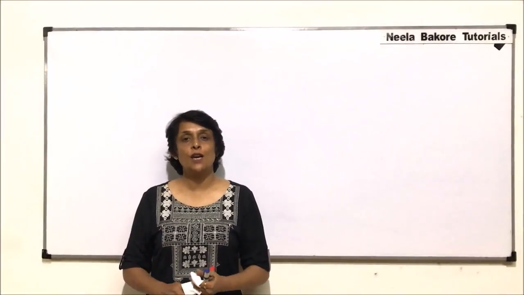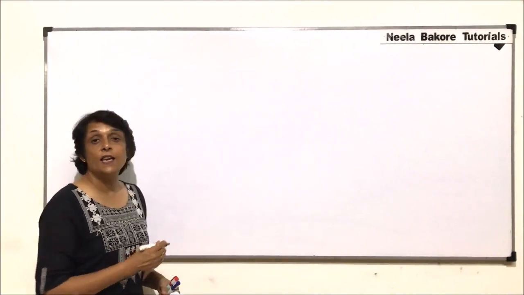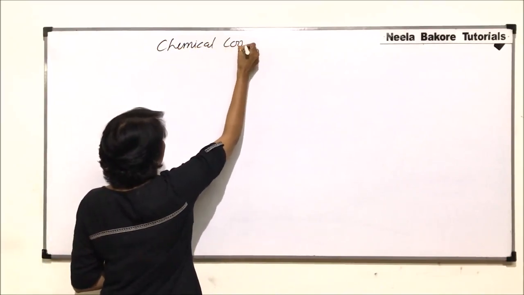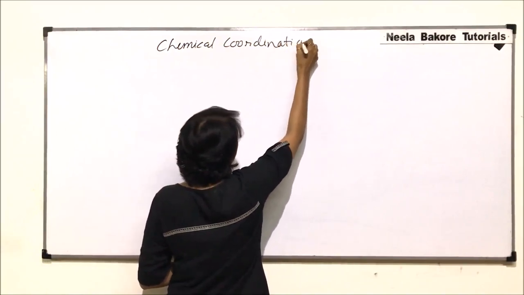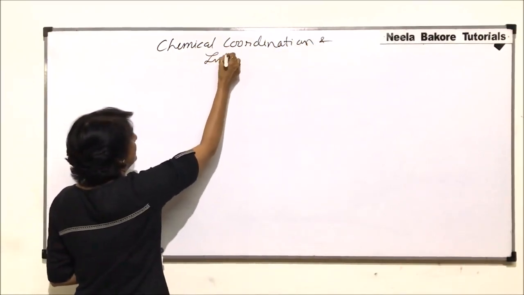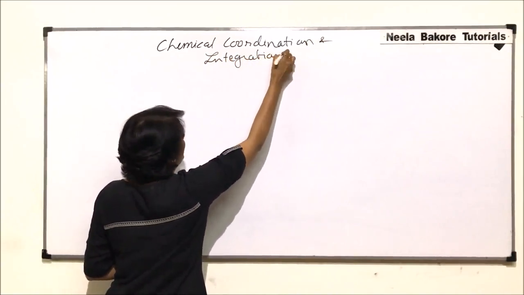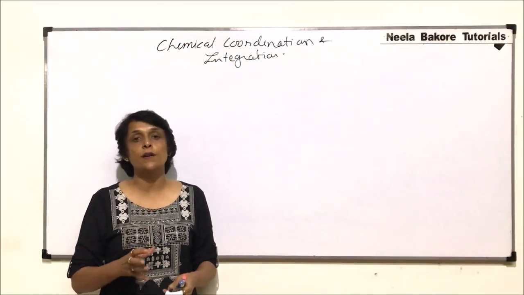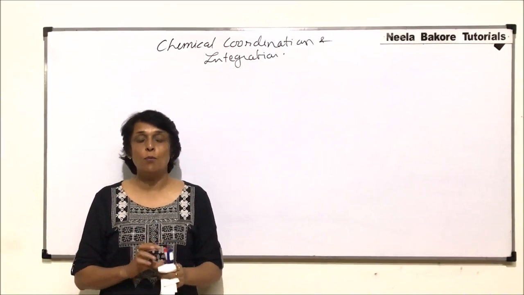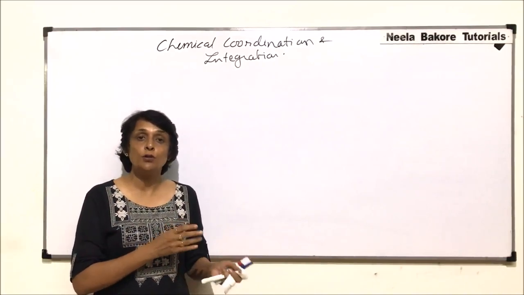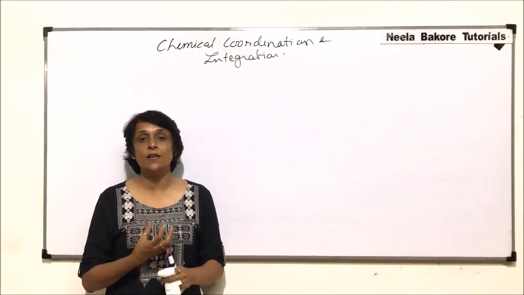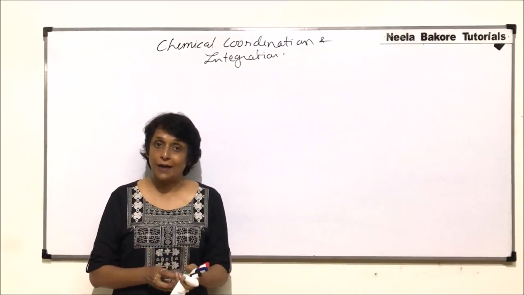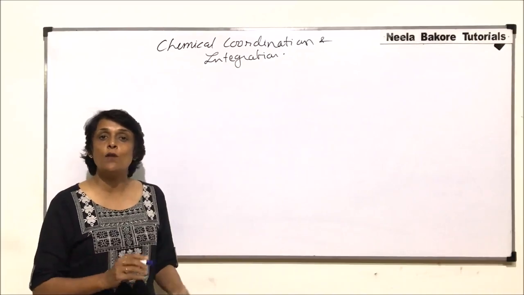We are starting a new chapter in human physiology, that is chemical coordination and integration. Basically, in control and coordination, there are two systems which help in controlling and coordinating all the functions of our body. One is the nervous system, which we call the neural control and coordination. And the second one is by chemicals, which are called hormones. And these hormones are secreted by endocrine glands. So basically, in this chapter, we talk of endocrine glands.